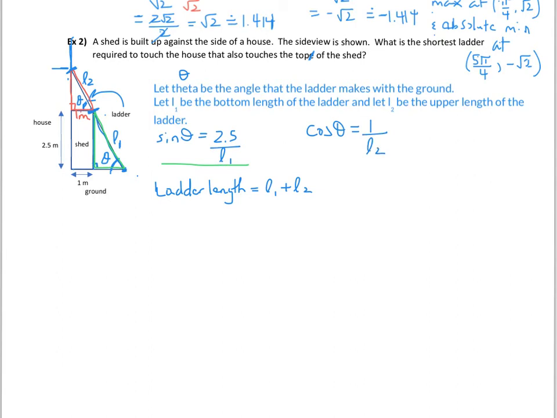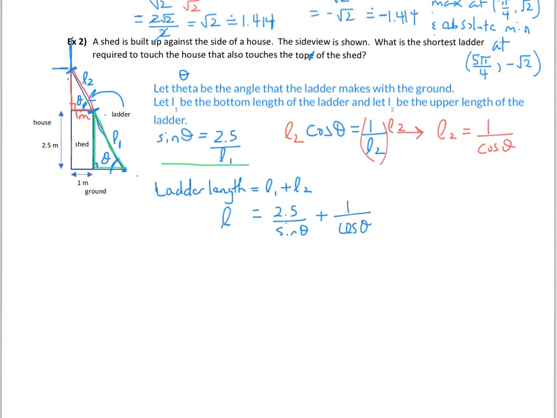Okay, so let's use those in our equation here. We want our ladder length to be minimized, and my ladder length is just L1 plus L2. If I rearrange my equation that I've underlined in green here, I know that L1 is just going to be equal to 2.5 divided by the sine of theta. I've just rearranged that, and if you're not sure about that, I will actually rearrange this one. I'm going to multiply both sides by L2, and then divide both sides by cos of theta. L2 will equal 1 divided by the cos of theta. Okay, so we have plus 1 divided by the cos of theta.